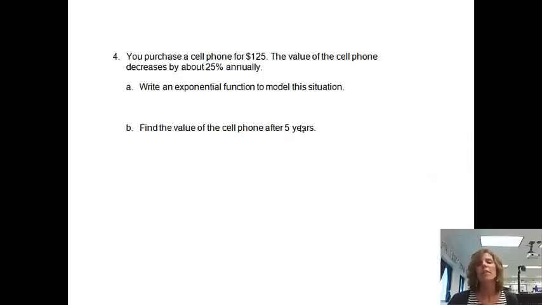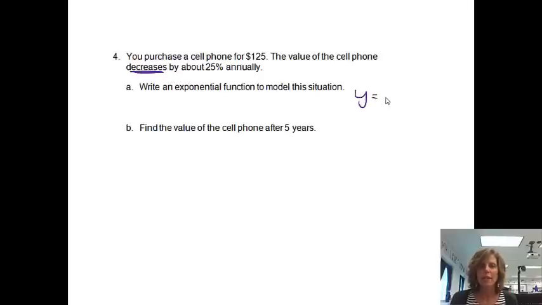Problem 4. This one, again, I would like you to pause the video, try it on your own, or get as far as you possibly can, and then come back and revisit and see how you did. All right, you purchased a cell phone for $125. The value of the cell phone decreases by about 25% annually. So again, we've got something that is decreasing, so we need the growth rate to be less than 1.